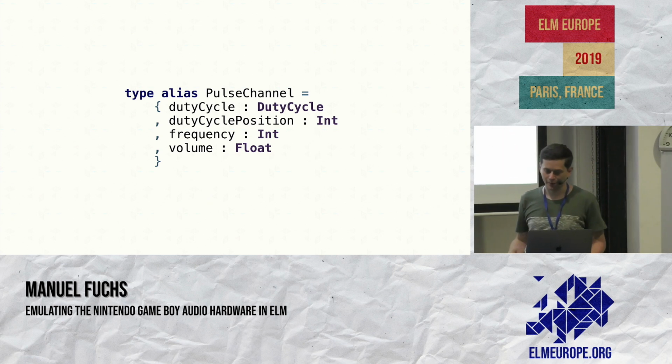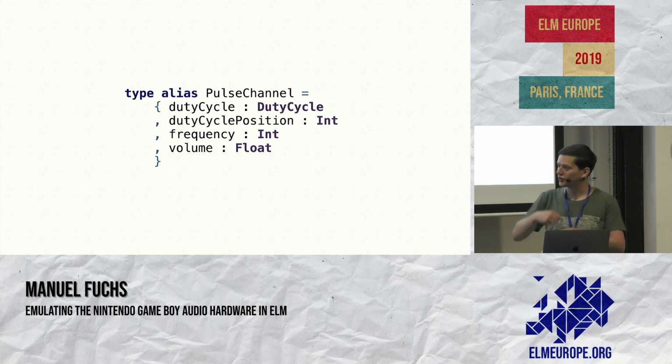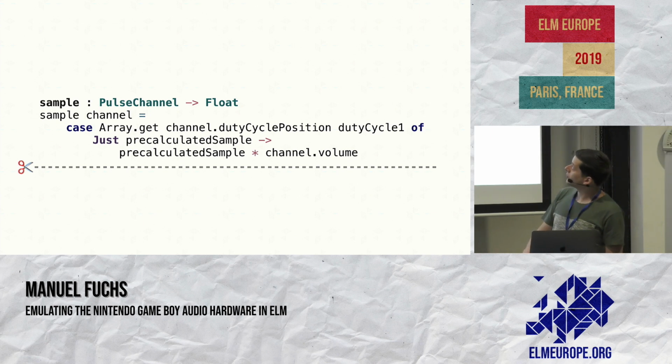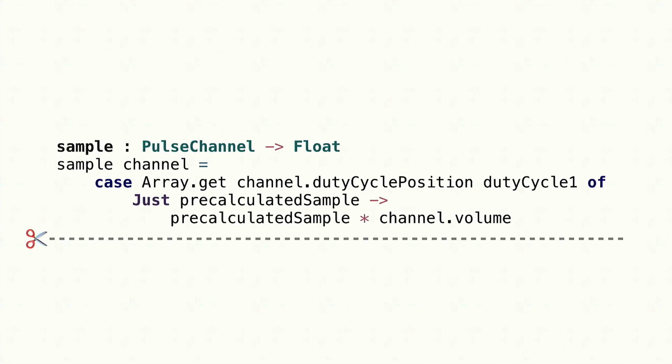For example, frequency is not enough. We need a counter that counts down over time so we know when we have to increase the position. But it's not very interesting, so I omitted it here. Sampling a channel works like this. We just grab the current sample from the current duty cycle at the current position and then multiply the sample we got with the channel's volume, and that's it.